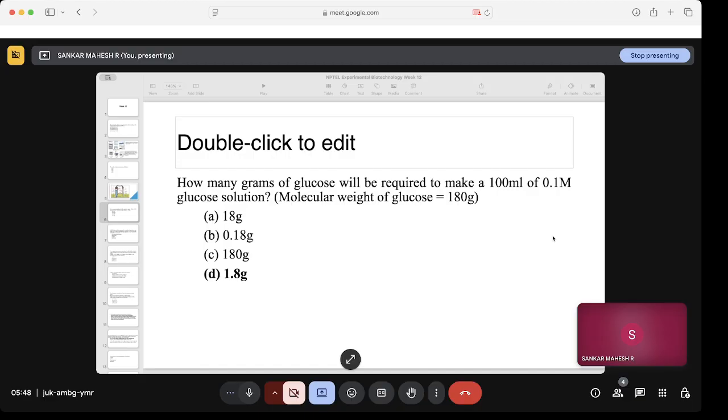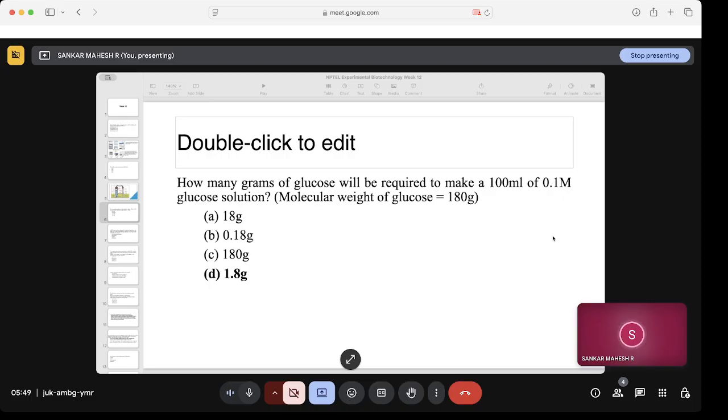Volume, sir. Volume in liters. So ideally you convert whatever volume you calculate from ml or any other unit to liters. So molarity is the number of moles per liter of solution. Yes, sir.